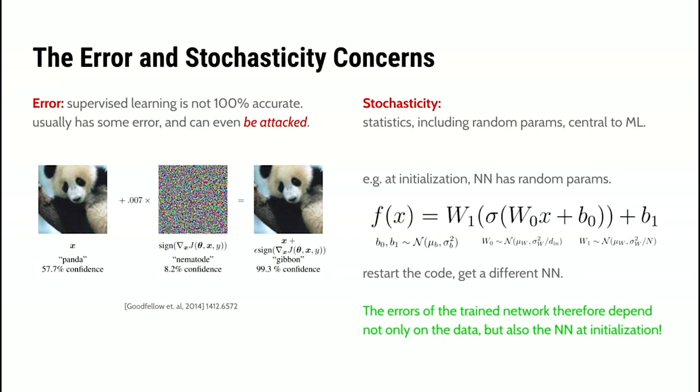I mentioned on the last slide that stochasticity enters the game. So statistics, including draws from some distribution of some random variable, is all central to machine learning.